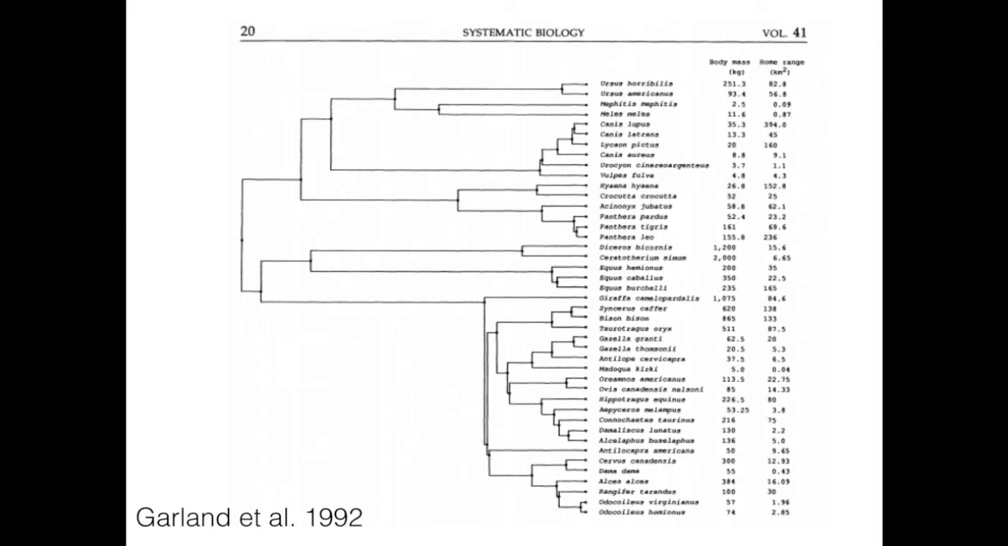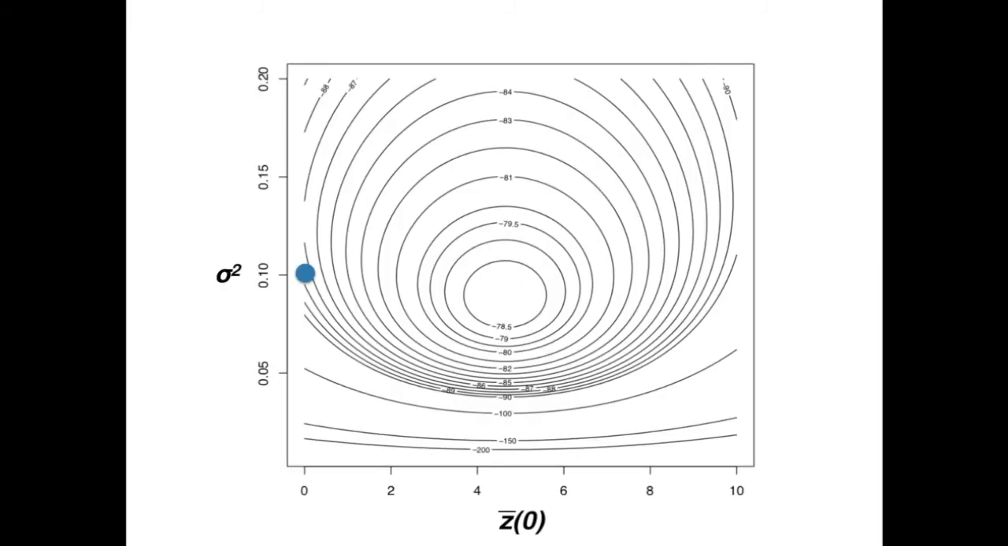So what we're going to think about is fitting a model of Brownian motion evolution to body mass. But we're going to use log transformed body mass for reasons that I'll explain in a different video. We can use our likelihood formula to calculate the likelihood of that data given a model. And our model has two different parameters, sigma squared, which is the rate of evolution, and z bar 0, that's our ancestral character state for log body size for our mammals.